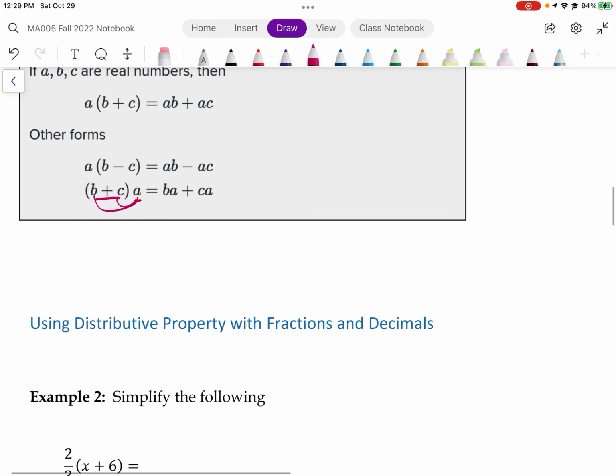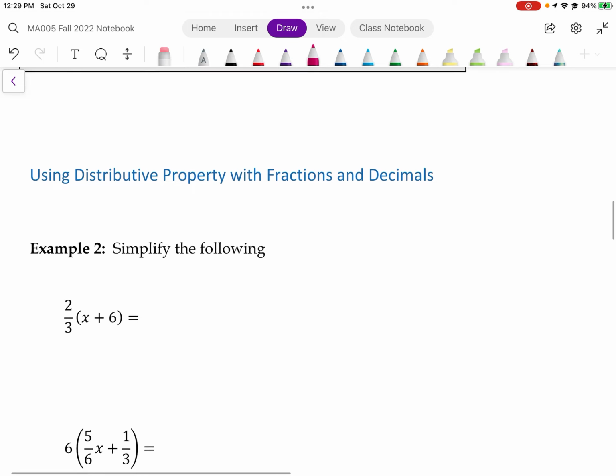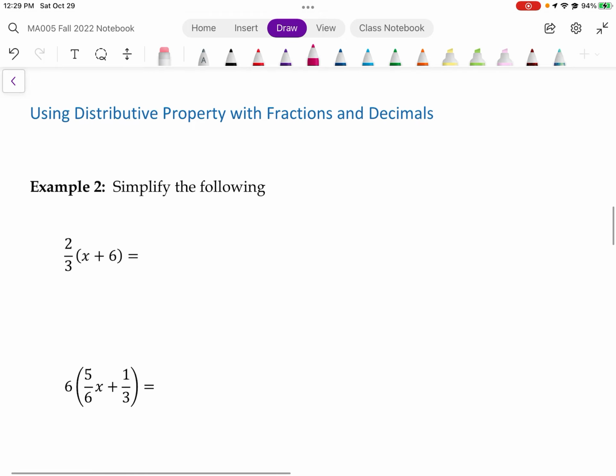All right. So using distributive property with fractions and decimals. Let's try this. I'll work one with you. So we've got 2/3 times x. It's just because it's a fraction, you don't do it any differently, so don't think anything's different. It's the same method. And then we have the plus, and we've got the 2/3 times the 6. All right, so remember, I'm going to erase the 6, and I'm going to put 6 over 1. Remember, we can reduce this.